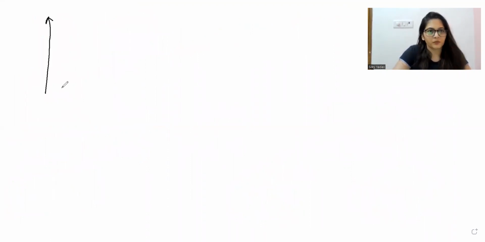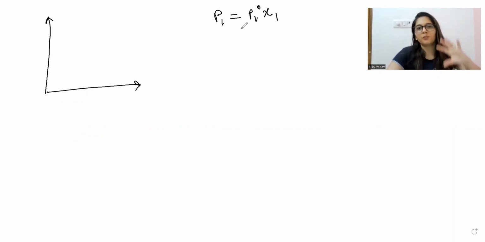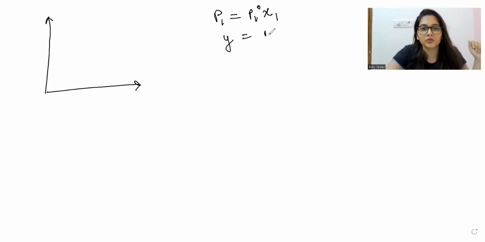Now see, I'll be taking the same equation as we've already studied. P1 is equal to P1 naught times the mole fraction of 1, right? Now if I compare this as I was comparing in Henry's law, y is equal to mx plus c. In maths we studied that this is the equation for a straight line, right?